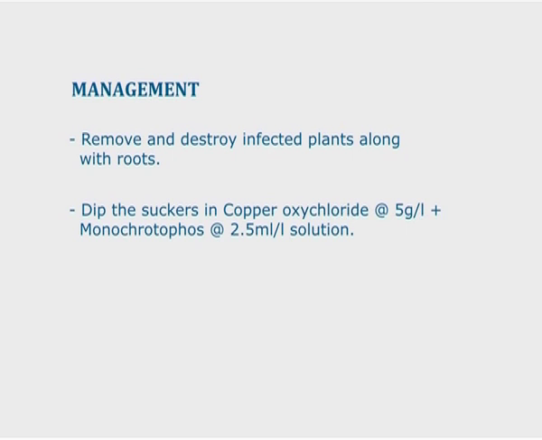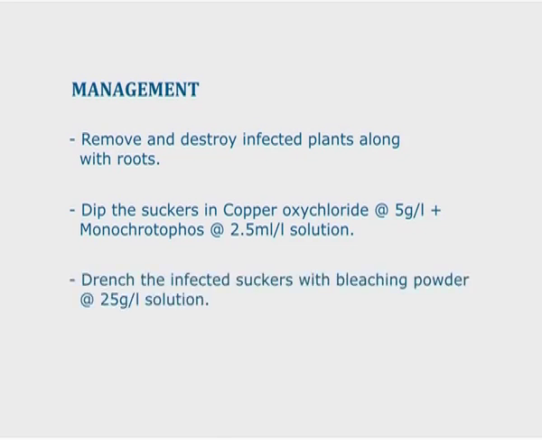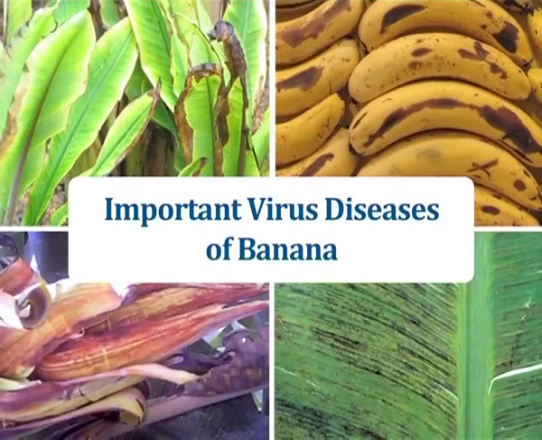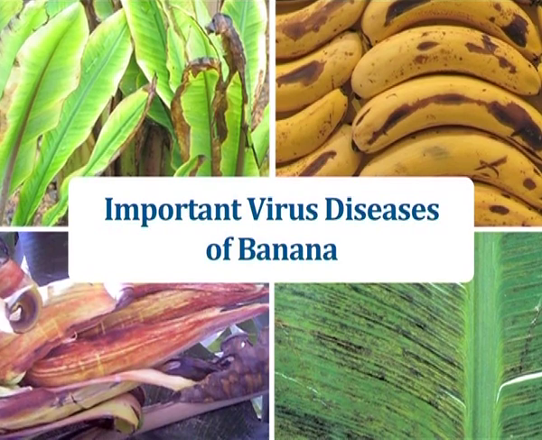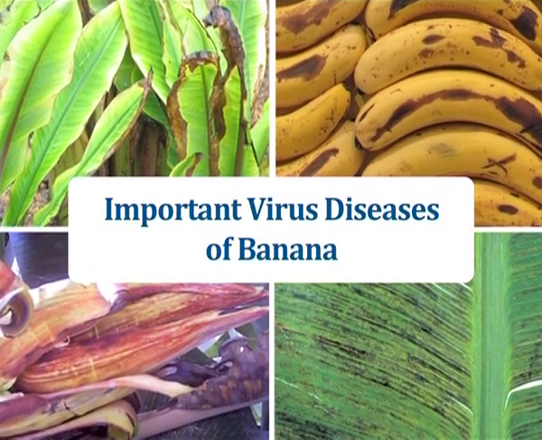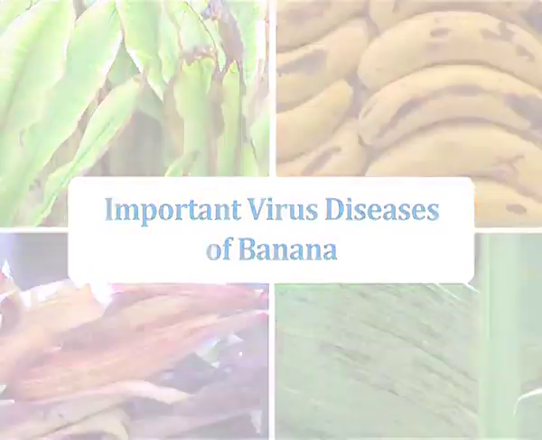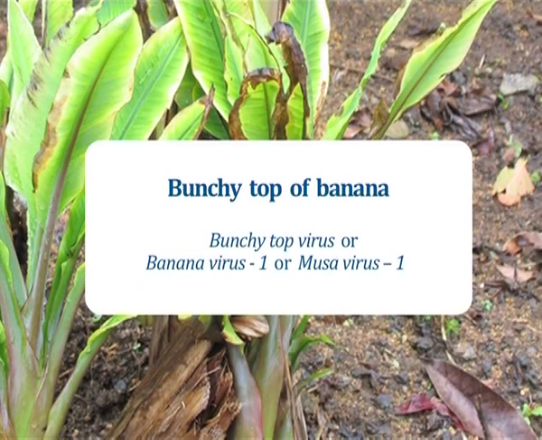Dip the sucker in copper oxychloride at the rate of 5 g per liter with monocrotophos at the rate of 2.5 ml per liter solution. Drench the infected suckers with bleaching powder at the rate of 25 g per liter solution. Now coming to the important virus diseases of banana. First one is the bunchy top of banana.